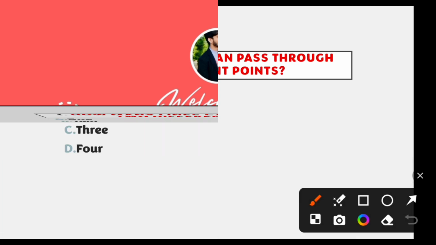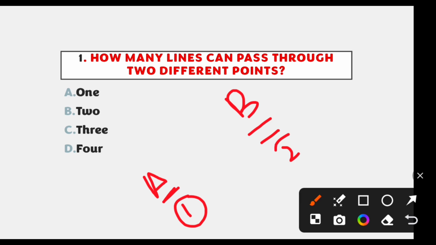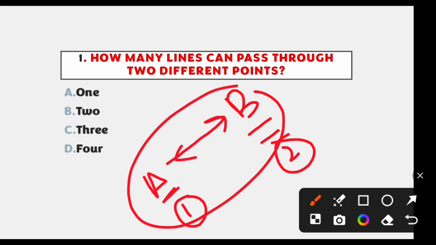The first MCQ is how many lines can pass through two different points. Suppose that we have two different points, okay? We are not talking about a single point, we are talking about 2 points. Let's say that the first point is A and the second point is B. So this is point A, let's consider it point 1 and consider point B is 2. So we can pass only one line from these points, okay? We can never pass 3 lines or 4 lines from these 2 points. So here the correct option is option A, meaning 1.